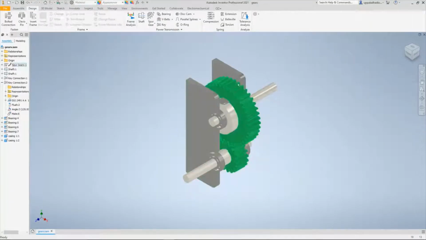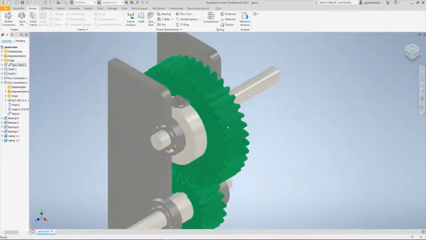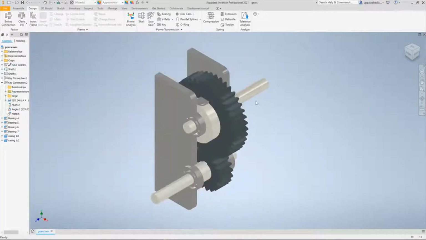And the software used in designing this gear train is Autodesk Inventor Professional 2020. And we can see in this gear train there are two gears. These two are the spur gears, and there are two shafts.